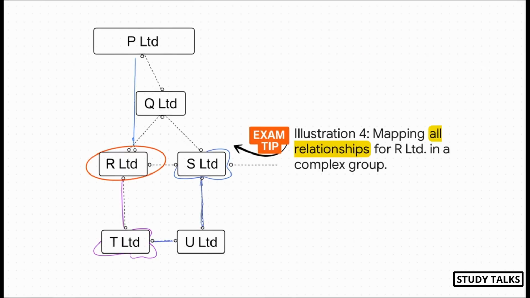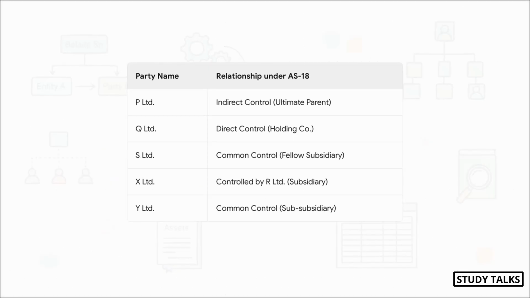All right, time for something a little more complex. This is the kind of diagram you'll definitely see in your exams. We've got this group structure, and our task is to figure out all the related parties from the perspective of R Limited, right in the middle there. Okay, let's break this down from RLT's point of view.